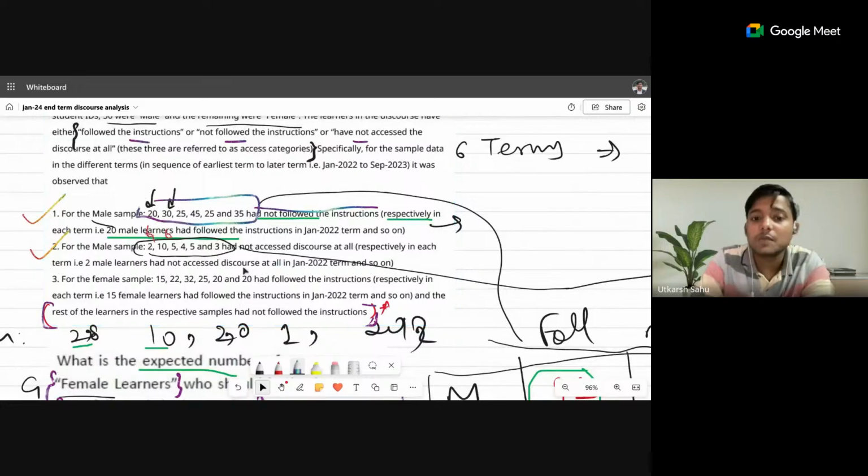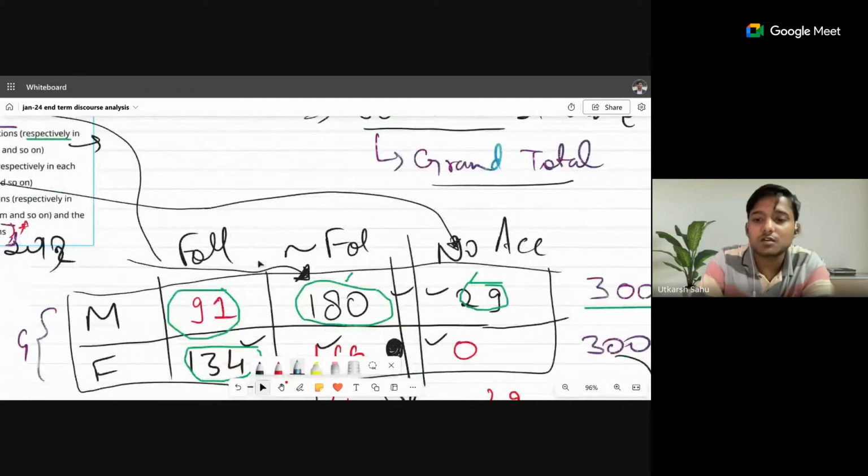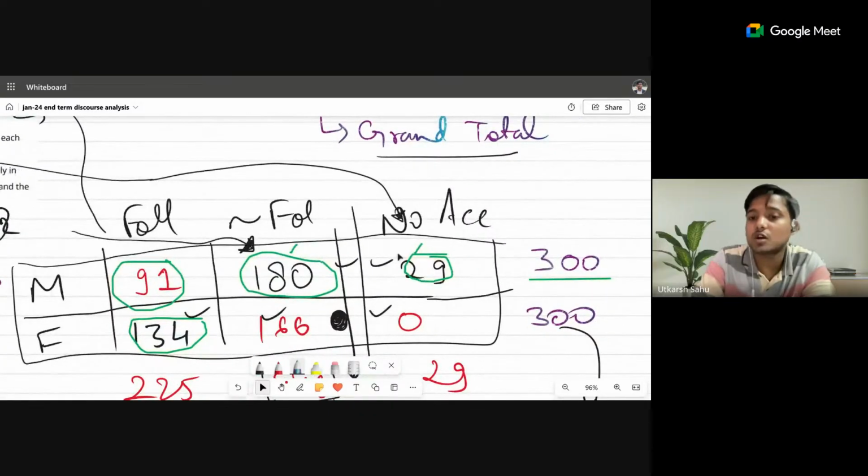Then it asked for male who had not accessed the discourse at all. Similarly, we will add these things up. What will come? It will come here. Male who did not access. It was coming out to 29. Now, how do I get male who followed? So we know this thing, we have total 300 males. So if 180 are following, 29 are not opening discourse at all, that means whatever is left would be here. So I fill the leftover part, 300 minus 180 minus 29, in this column. Similarly, for female, I will do the same.